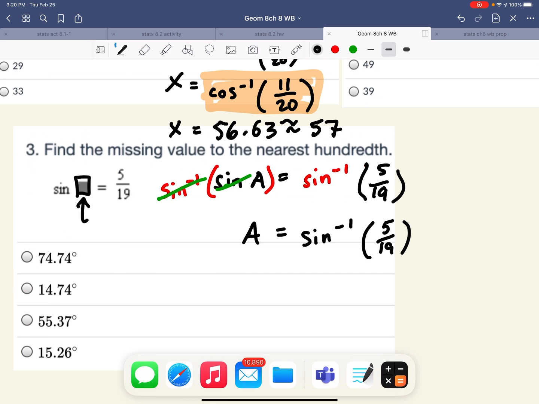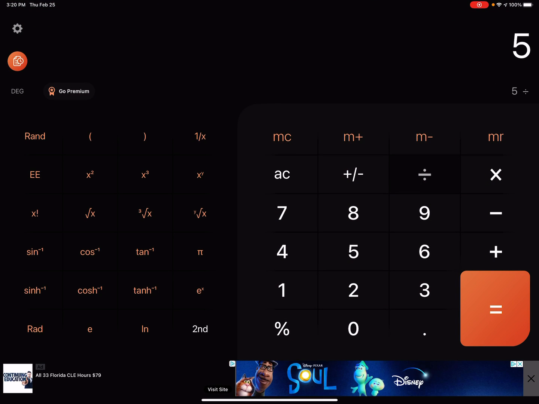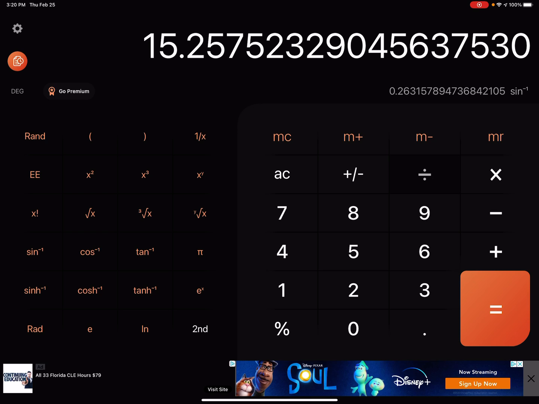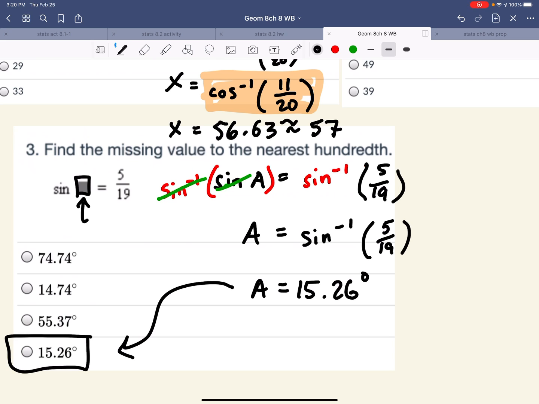So let's use our calculator. 5/19 is the decimal point 26. And I make sure I hit second sine. So that's sine to the -1. I get 15.26. So I got 15.26. What do you know? There's my answer.